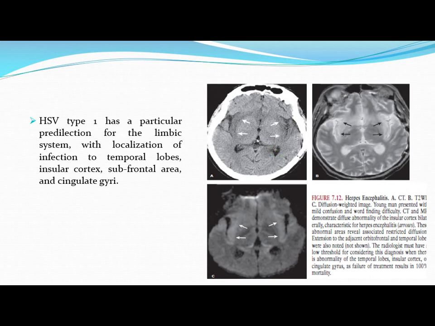HSV type 1 has a particular predilection for the limbic system, with localization of the infection to the temporal lobes, insular cortex, subfrontal area, and cingulate gyrus. This case involves the bilateral cingulate cortex.